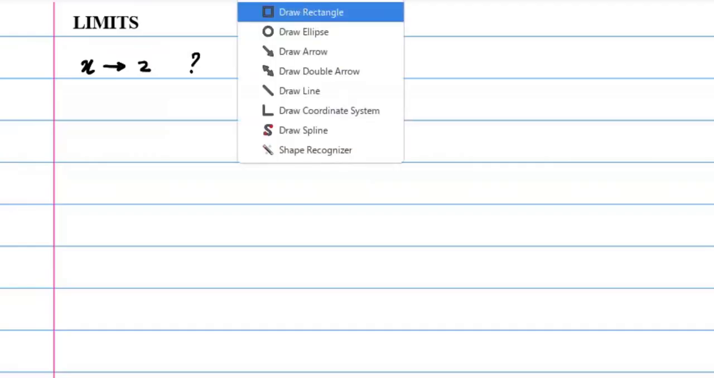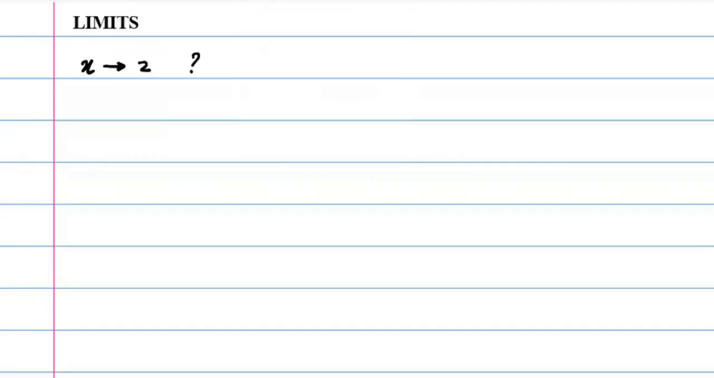Okay, good morning, everyone. Today we'll start with the topic of limits. In this topic, the first thing we are going to see is a convention like x tends to 2. Okay, we will see what is the meaning of this statement.